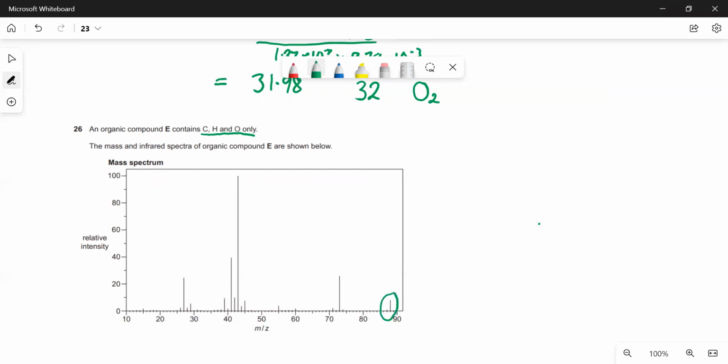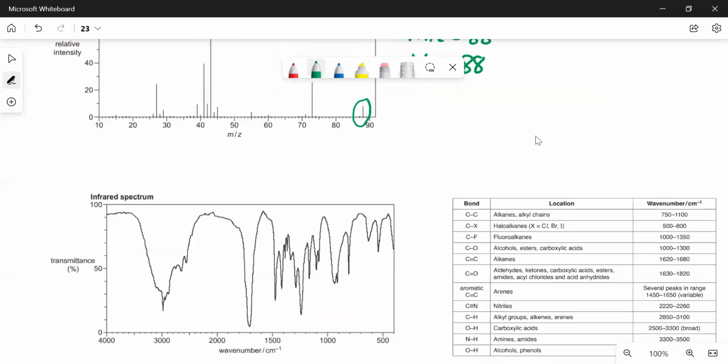You can see that the parent ion there is 88. m/z is equal to 88. So that means the molar mass of this compound has got to be 88. There's also another little bit of information, which I don't think the mark scheme needs you to rely on: you can see a very common fragment there of m/z 43. That might help us a little when we're trying to work out the structure of E. The important thing is the Mr is 88. Let's look at the infrared spectrum now.